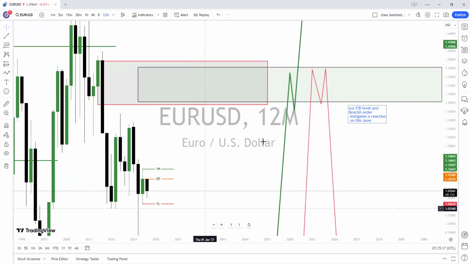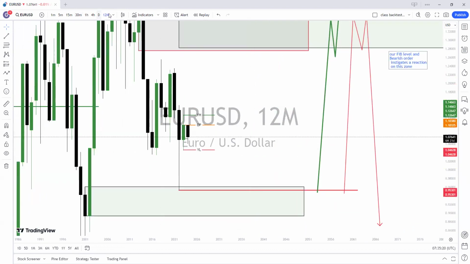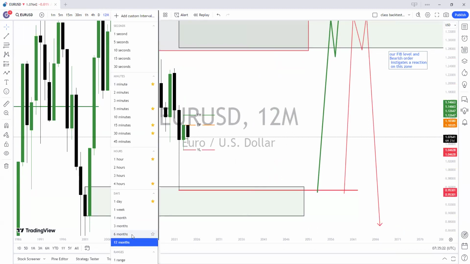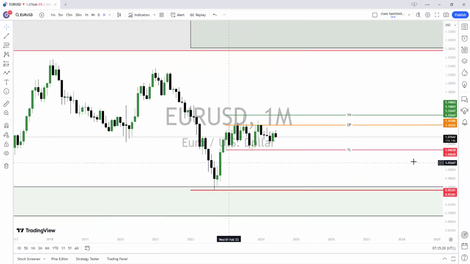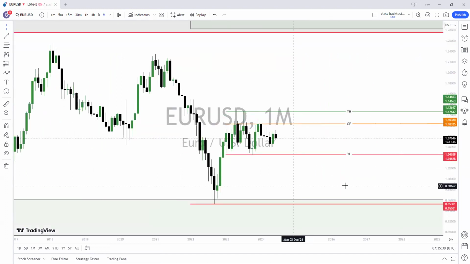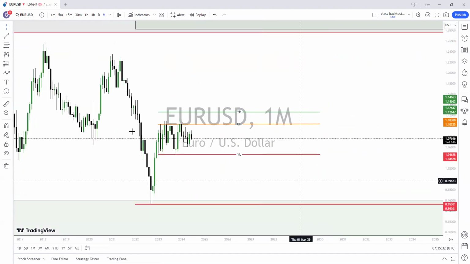If this is what we've seen, what do we want to do? We want to go down to the months, the lower months. Let's go to 1 month to see how price has respected all of this. Since you said price is telling a story, can we see that now on the monthly chart, there is a consolidation.